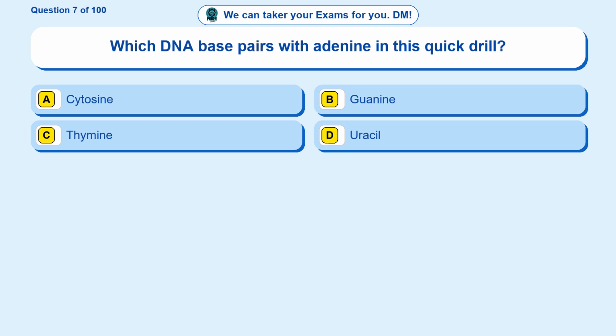Question 7. Which DNA base pairs with adenine in this quick drill? Option A, cytosine. Option B, guanine. Option C, thymine. Option D, uracil. The correct answer is option C.